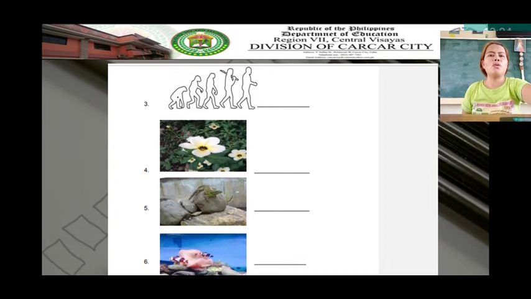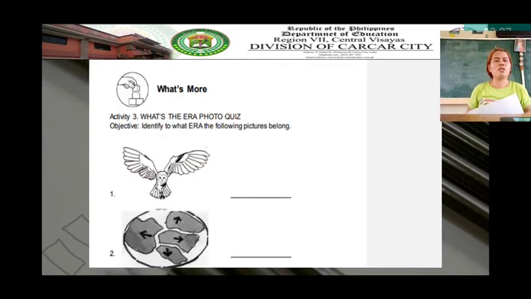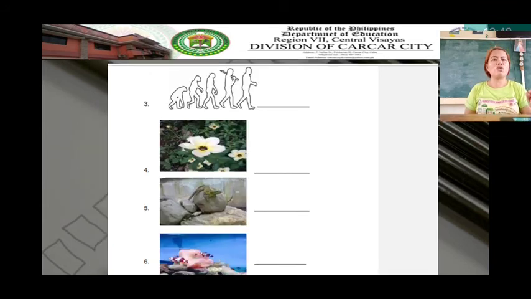Okay, so for that, the first one is a bird. What era do birds belong to? The second one is the Pangaea, or we call it the continental drifting of big pieces of land. The third one is the evolution of man. The fourth is the flowering plants. The fifth is reptile, and the sixth is fishes.